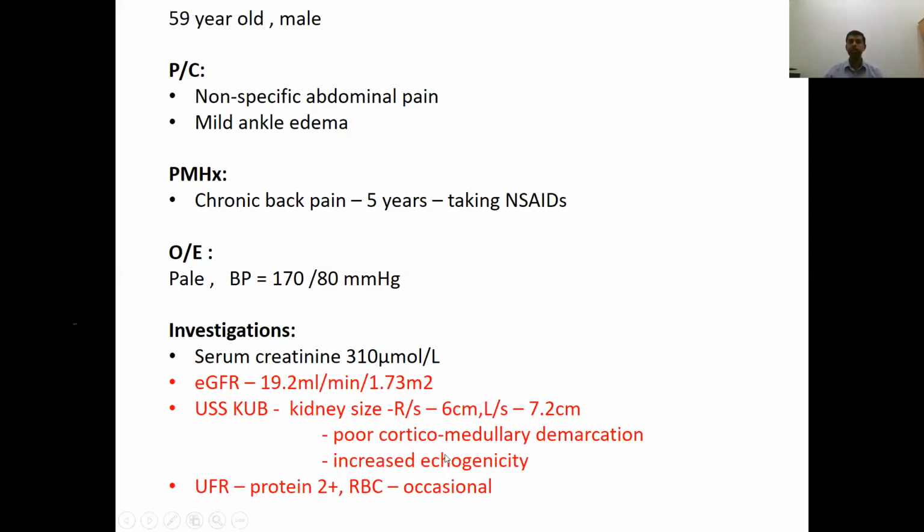This patient's kidneys are showing poor corticomedullary demarcation and increased echogenicity. All these 3 features are suggestive that this is CKD. And when you do a urine full report in this patient, there is 2+ of protein with occasional red cells. Right, so with that investigations, then we've gone into estimating the proteinuria. So this patient is passing about 250 milligrams of albumin per day.